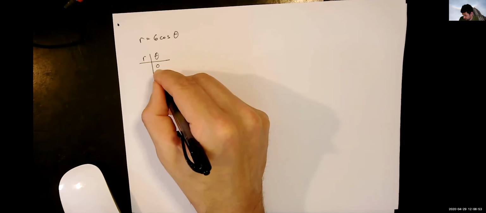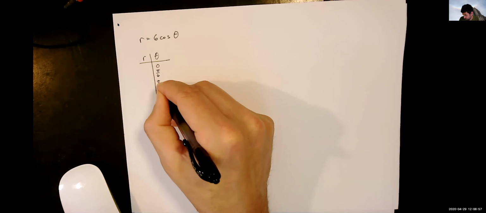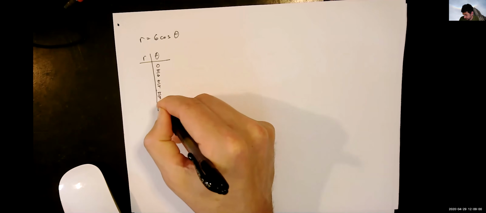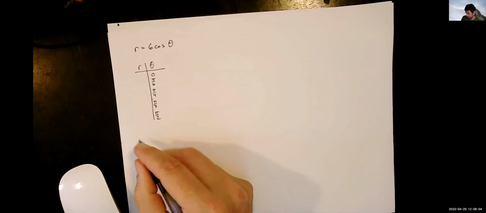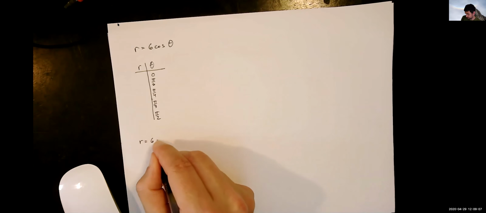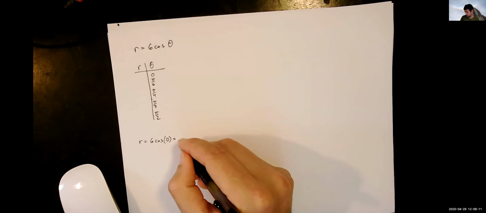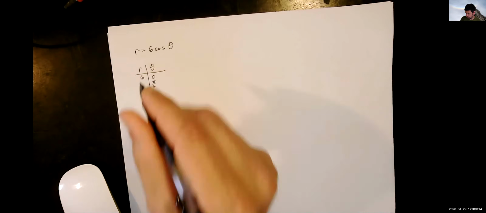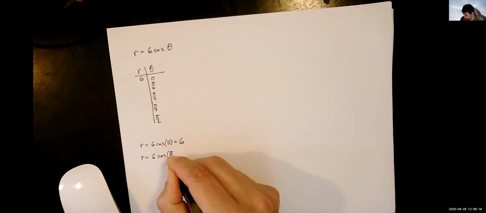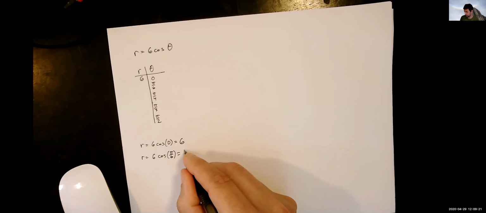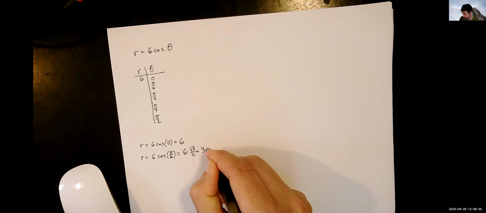So let's just do a few values of theta. I'll do 0, pi over 6, pi over 4, pi over 3, and pi over 2, okay? So I'm just going to compute values of r for each of these. r equals 6 cosine of 0. Cosine of 0 is 1, so this is just 6. Right? For r equals 6 cosine of pi over 6, cosine of pi over 6 is root 3 over 2, so this is 6 root 3 over 2, or 3 root 3.